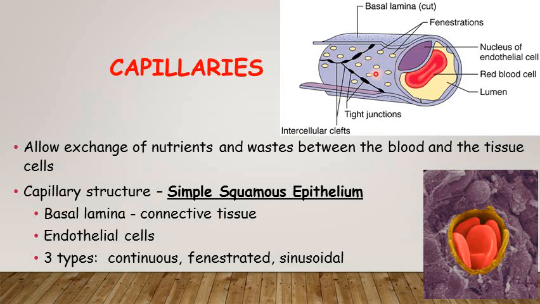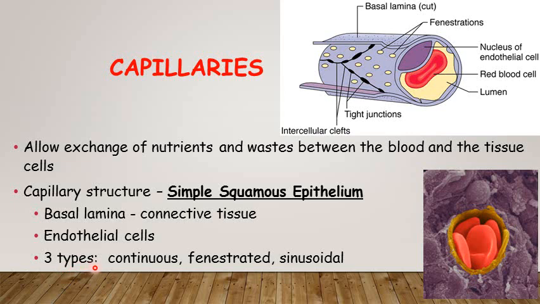In the capillary there can be pores, and these are the fenestrations, which allow the passage of molecules, micro or macro molecules. Or the walls can be continuous because of the presence of tight junctions. So depending upon these structural changes, we can divide capillaries into three types.